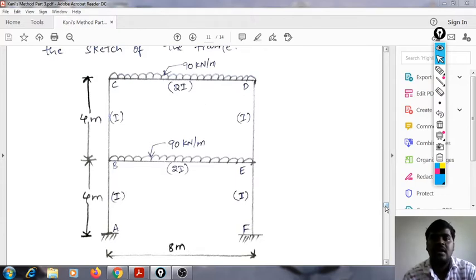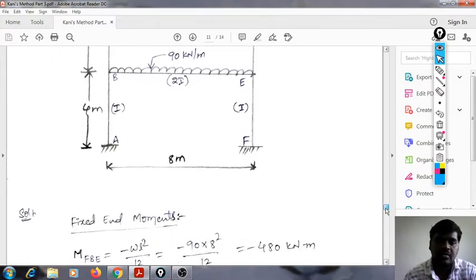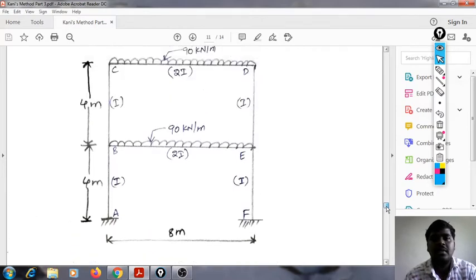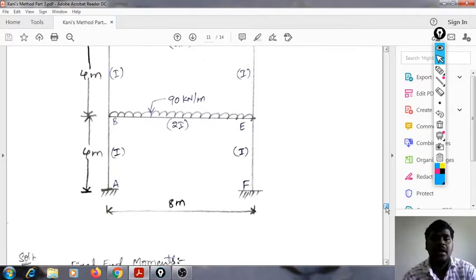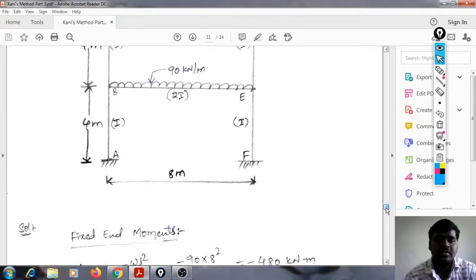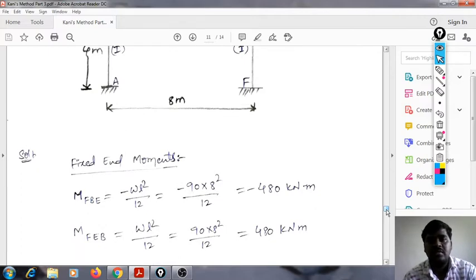Since it is a symmetrical frame, this is something like the analysis of a continuous beam by using Kani's method. First, we have to find the fixed end moments. When we see the diagram, the load is applied only on BE and CD, and no load is applied on AB, BC, DE and EF. So, we are going to find the fixed end moments only for those two, FBE and FEB.